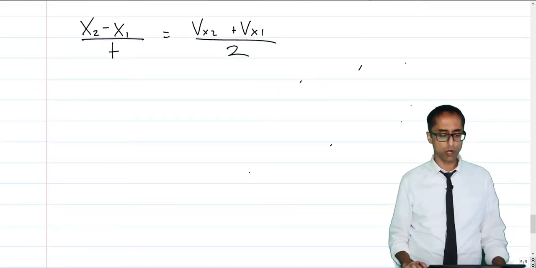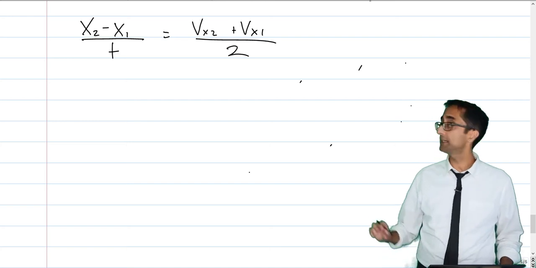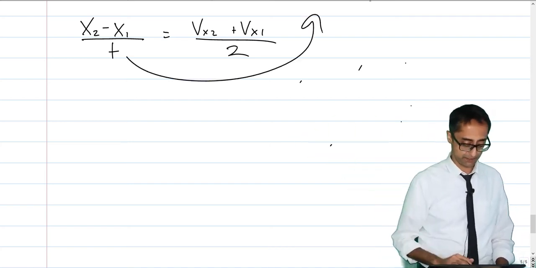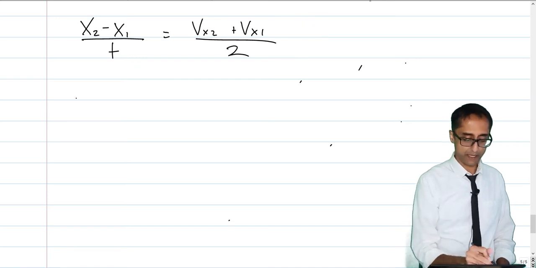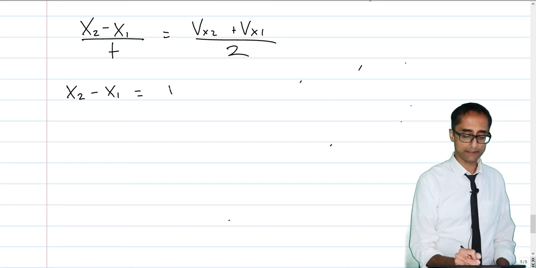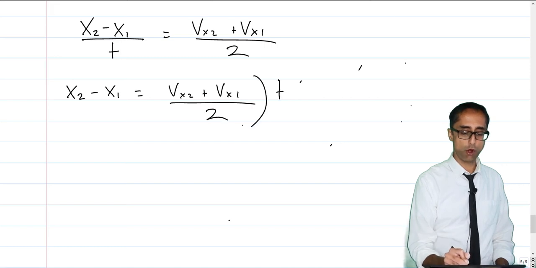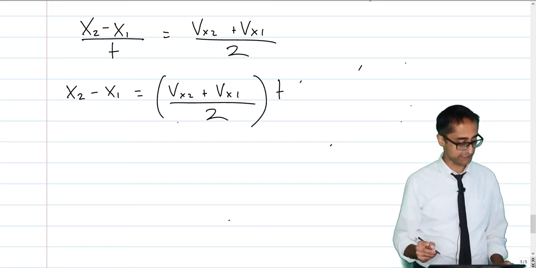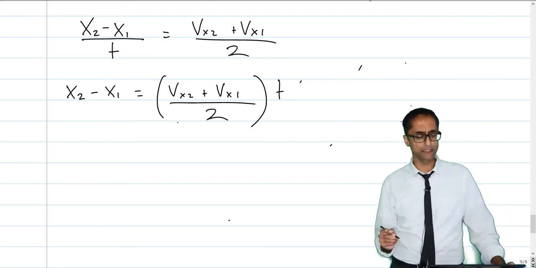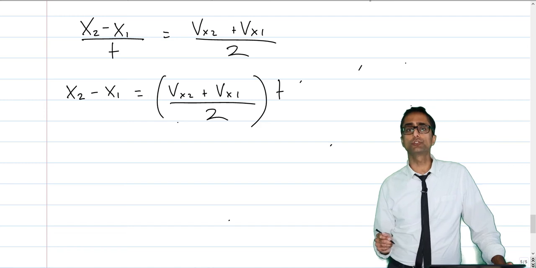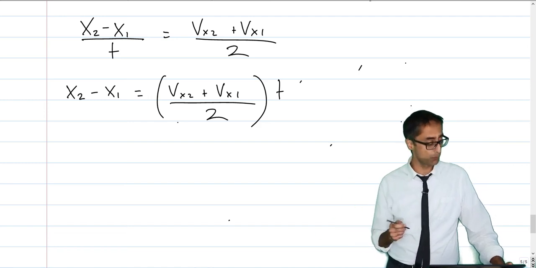Let's cross multiply by t to begin with. So we'll take the t from the left hand side, bring it up to there. And so the left hand side just becomes x2 minus x1. The right hand side is now Vx2 plus Vx1, all divided by 2, all multiplied by t. All right, so far so good, but we're going to need a little bit of a substitution to simplify this into the form that we want.